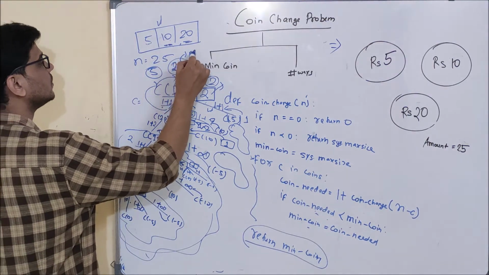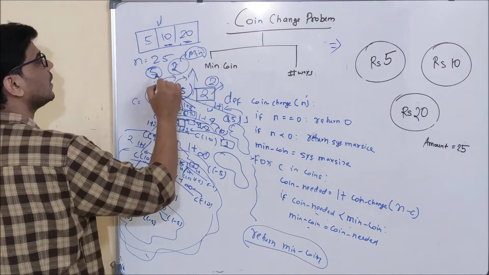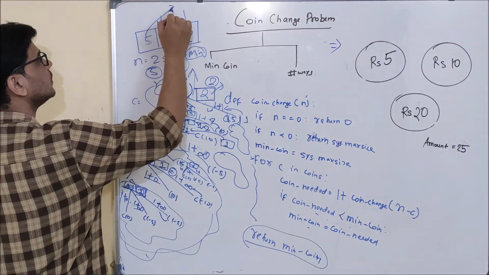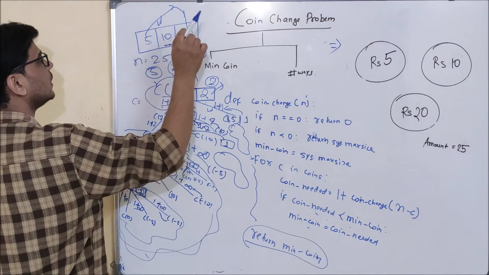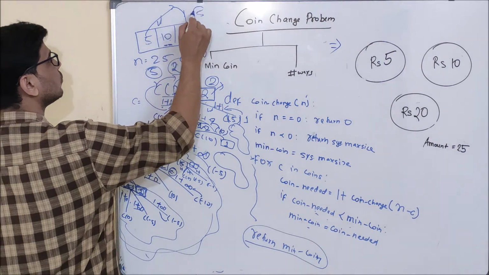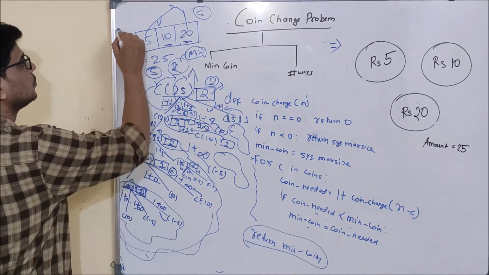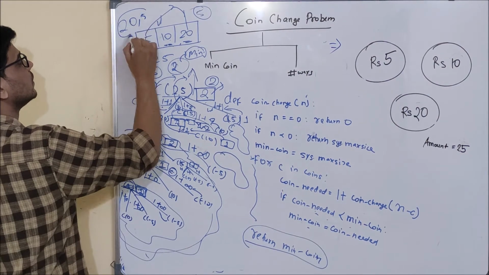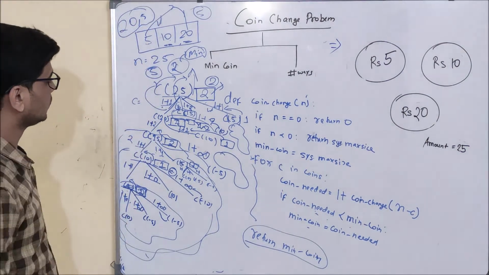And 2 is the minimum coin required here, and we know what it is. It is a 20 rupee coin and a 5 rupee coin. Okay, 20 rupee coin and a 5 rupee coin. So this is the answer.